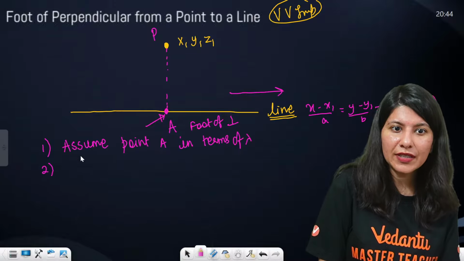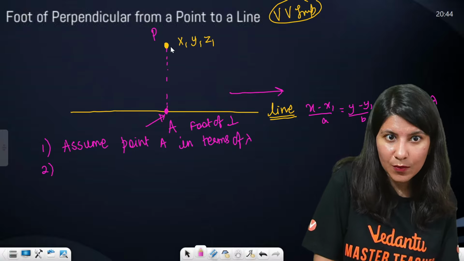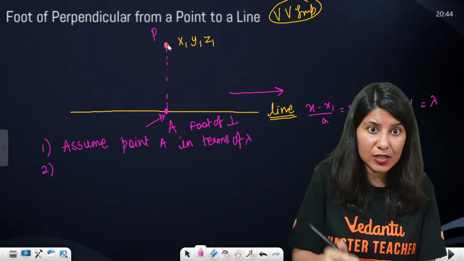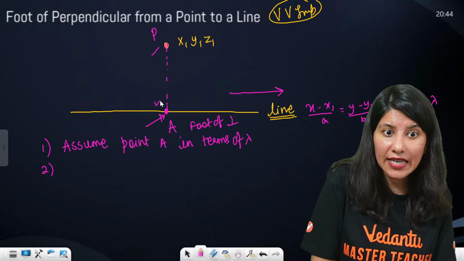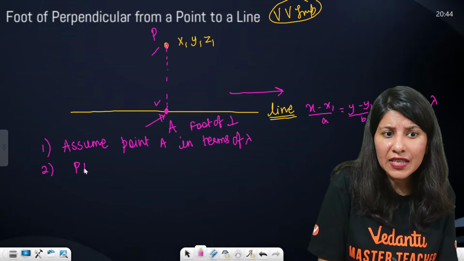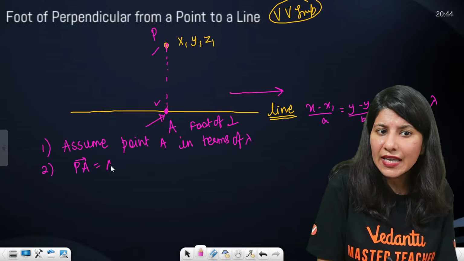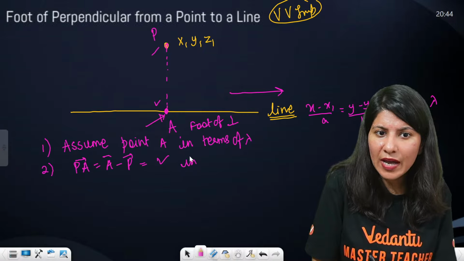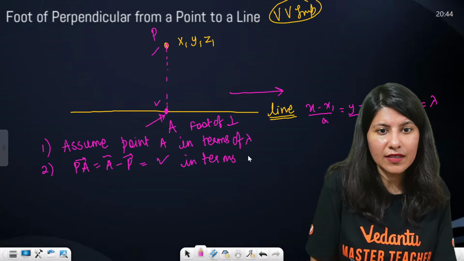Now the second point is, once you have this point A, point P they will already give you. Point P will be given in the question. We'll do a question by the way. So P is there, A is there. Can you find the PA vector? It will be A vector minus P vector, correct? So can you find it in terms of lambda? Definitely you can do that, in terms of lambda.